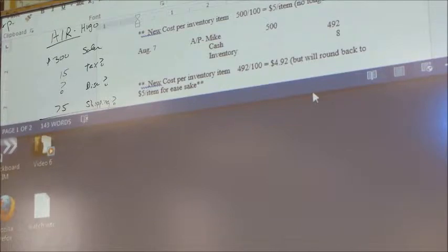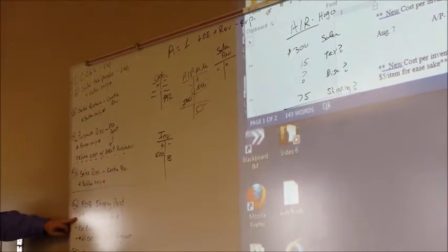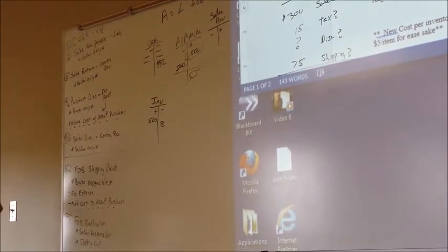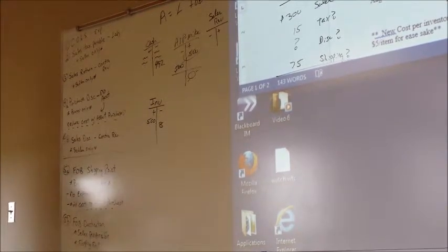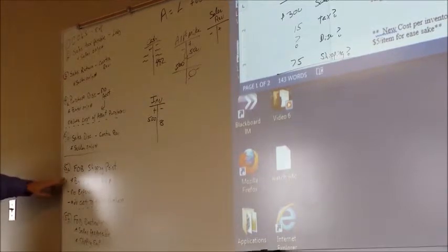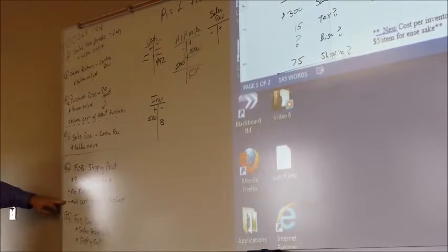It's FOB shipping point. Go back to my notes if you're uncertain. The buyer is ultimately responsible, even though the seller has to physically pay the money. It's kind of like sales tax. Sales tax, the buyer is ultimately responsible. The seller just pays it for you in the end. So there's no expense. We're going to add the cost right to our asset.